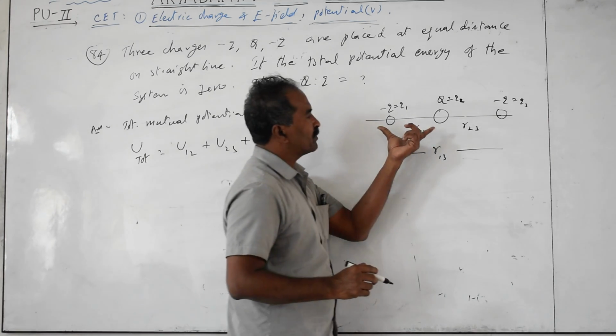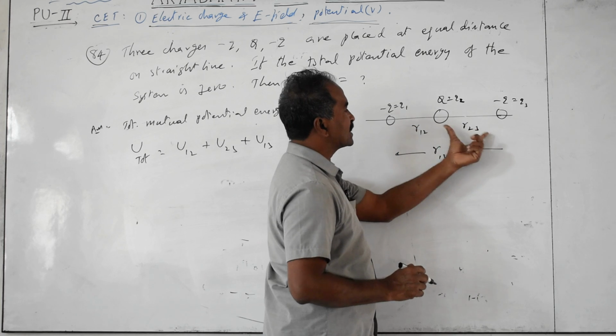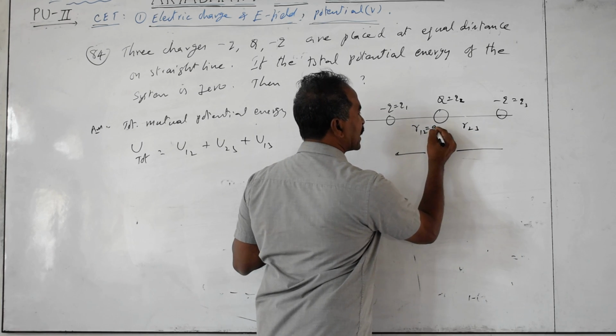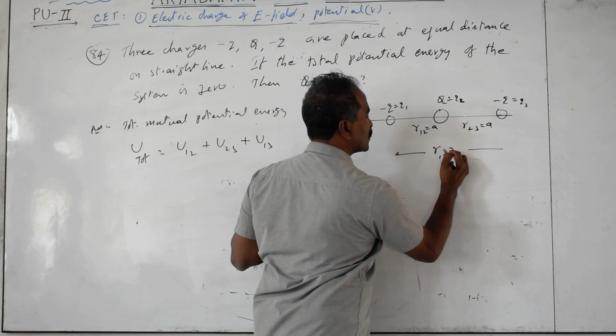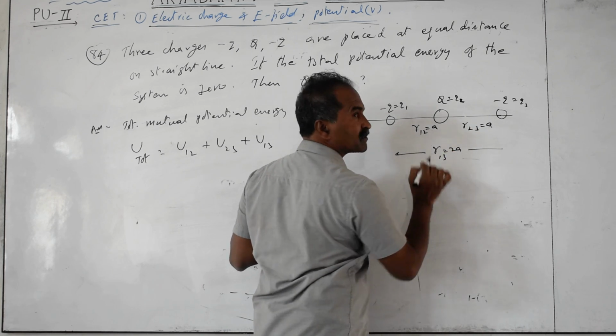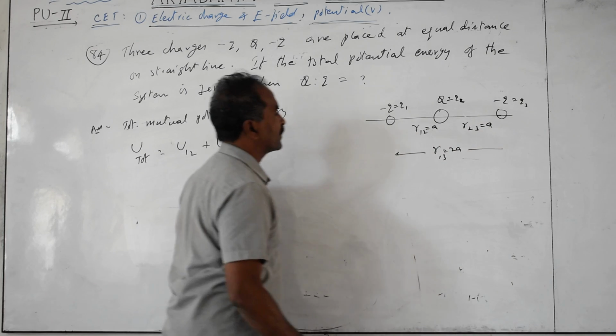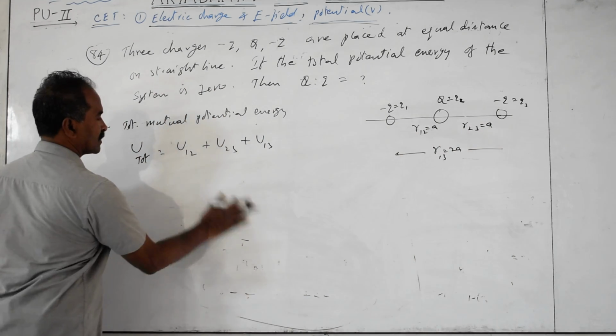Interaction between these two forces, how many pairs do you have to take? But these distances are given. This distance I will take as a, this also I will take as a, so this becomes 2a. Or if you take r, this becomes r. Like that you have to make it.